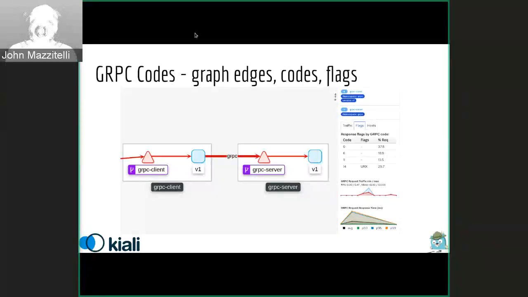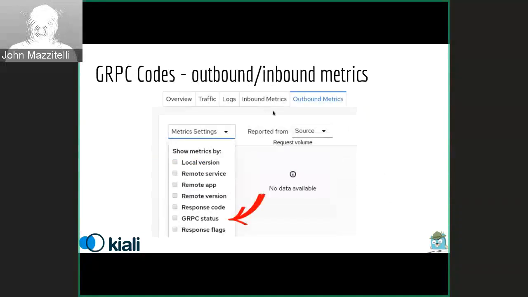All right, so the Kiali graph now has the ability to visualize gRPC traffic. As you can see here in the graph edges, we can denote these as gRPC, and we can also see the gRPC codes and flags and some sparklines on the sidebar. In addition, on our metrics page, on our inbound and outbound metrics tabs, we have the ability to show metrics based on gRPC status.